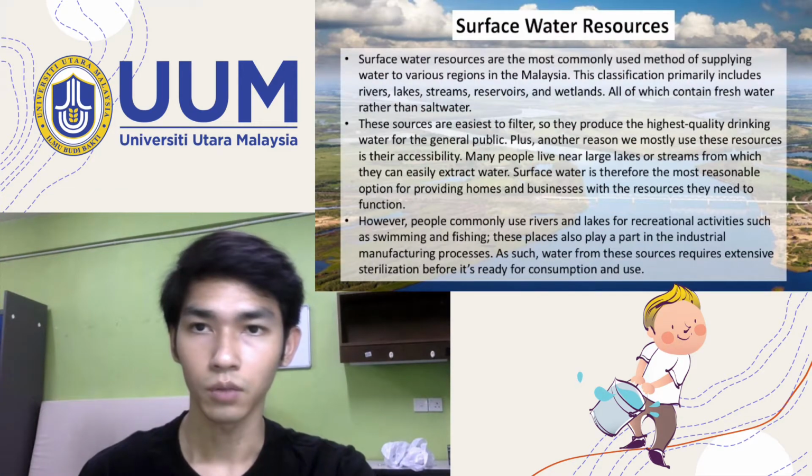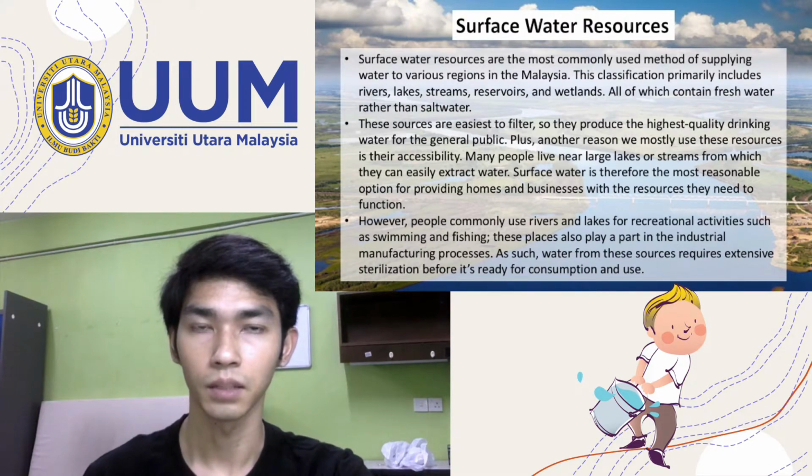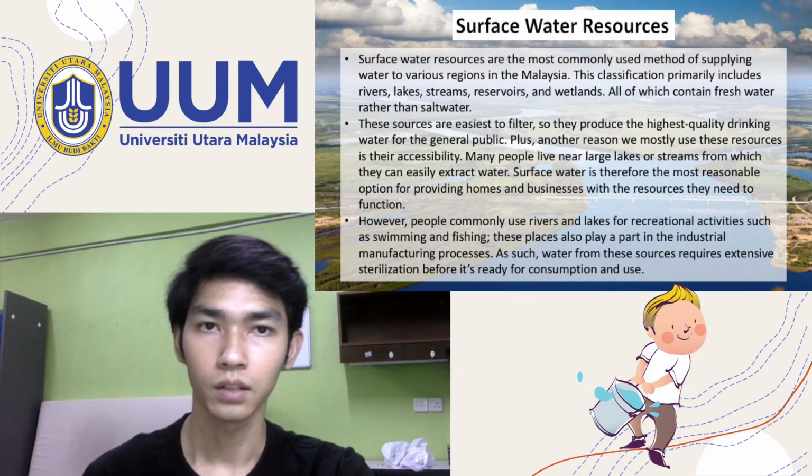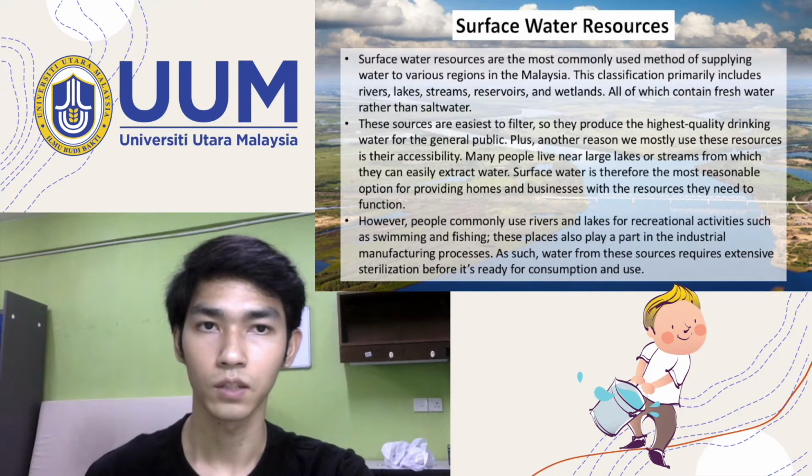The first type of water resources is the surface water resources. Surface water resources are the most commonly used method of supplying water to various regions in Malaysia. These classifications primarily include rivers, lakes, streams, reservoirs, and wetlands, all of which contain fresh water rather than saltwater. These sources are easiest to filter, so they produce the highest quality drinking water for the general public.